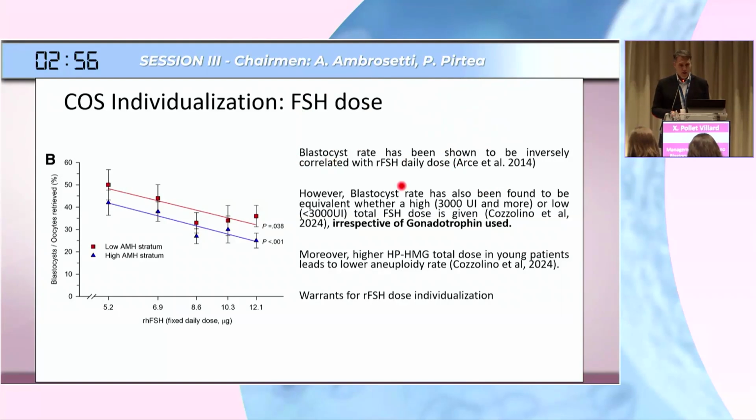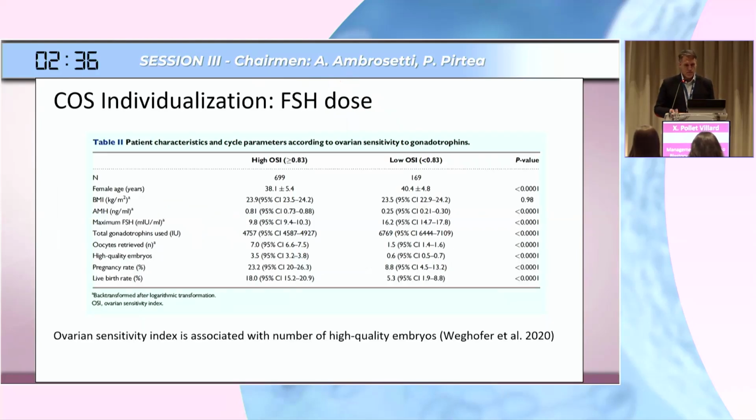This is not clear. Moreover, in this last study from Cozzolino, higher HP-hMG total dose in young patients actually led to lower aneuploidy rate. So it may be good to stimulate young patients with this kind of molecule. So this data warrants FSH dose individualization.